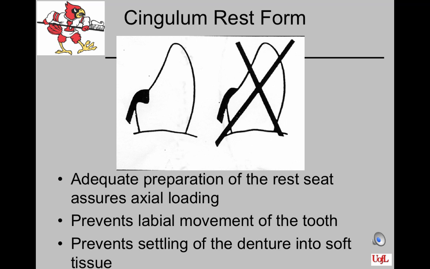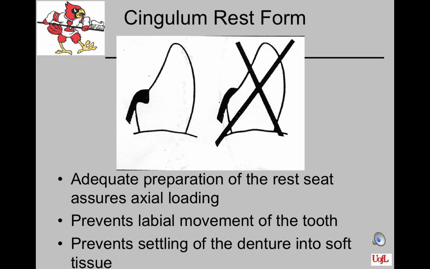If you look at the picture on the left, this shows an adequate preparation of the cingulum rest seat. It assures axial loading. As a force is applied to the partial denture, the forces are directed down the long axis of this tooth. It is also prevented from moving labially because there's that positive rest seat on the back. If we could actually hang a little hanger on the back of there and it would not fall off. It also prevents settling of the denture into the soft tissues and prevents damage to the tissues.